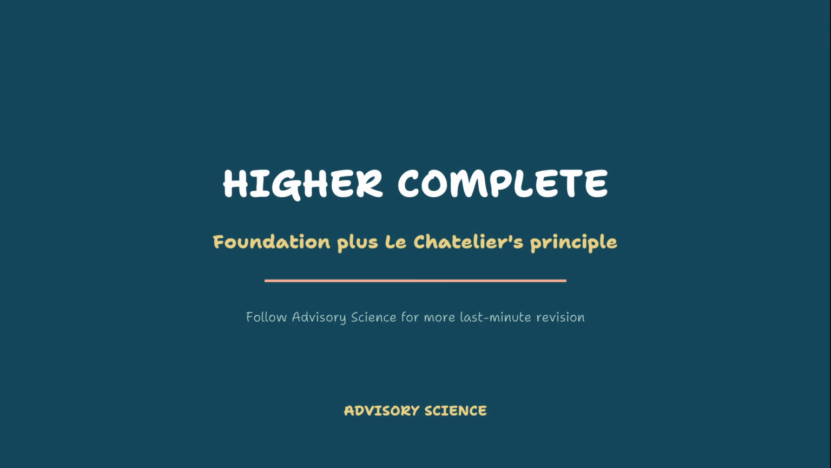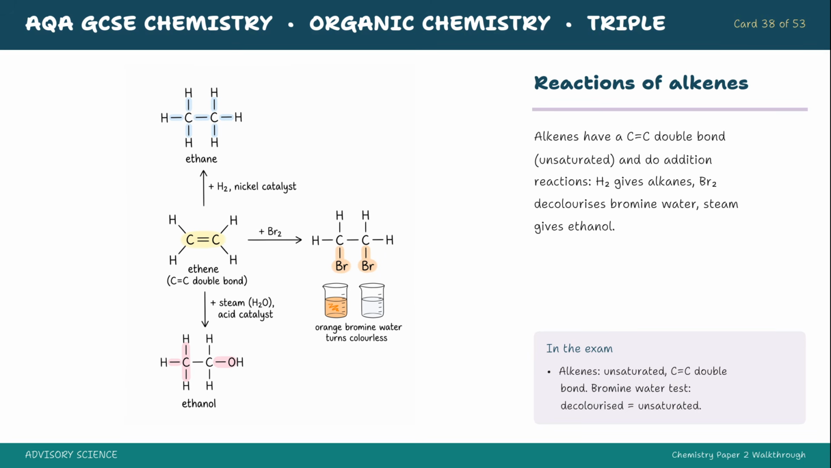These slides cover the extra triple only content, the separate chemistry GCSE. They add a much larger organic chemistry section, far more chemical analysis tests, and extra topics in using resources. Slides marked HT are higher tier within triple.